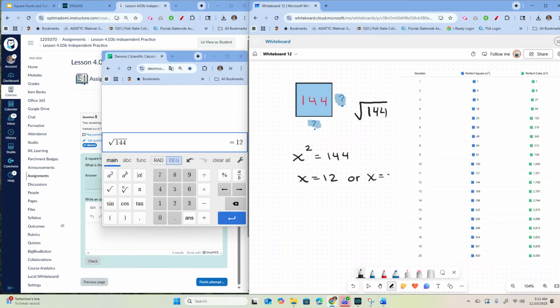The other answer is negative 12, and here's why. 12 times 12 gives me 144. But also negative 12 times negative 12 is 144. So you can see we have two answers. Okay, I hope this helps.